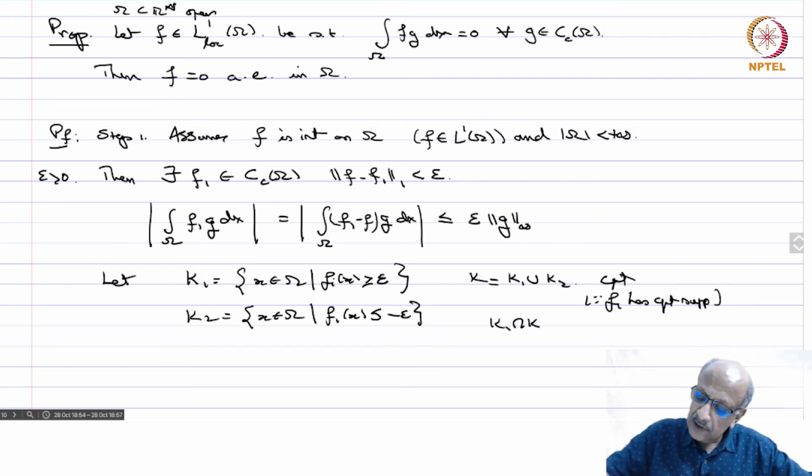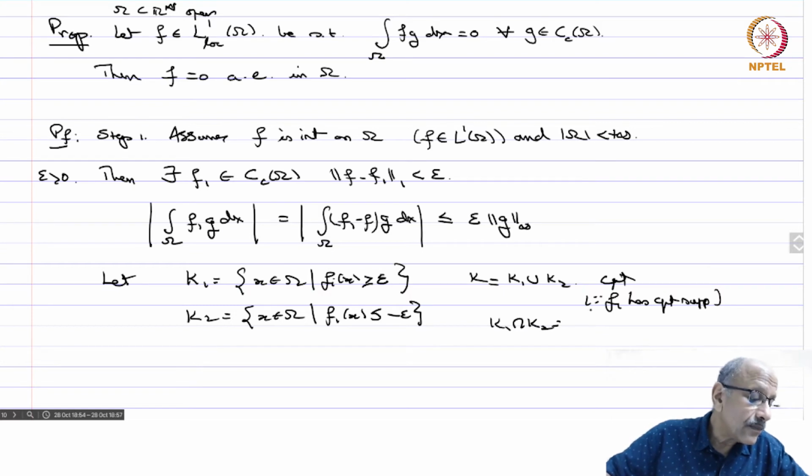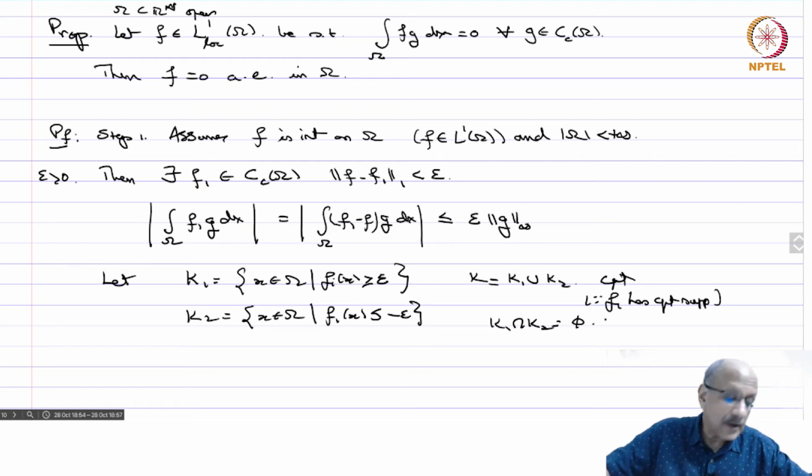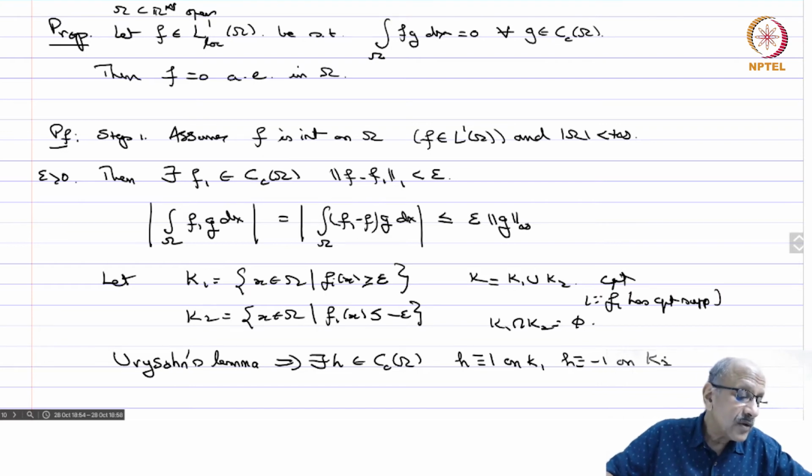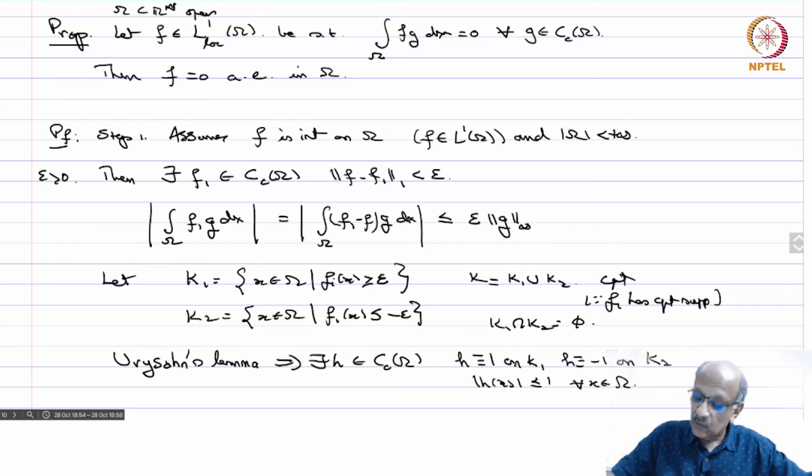And then k1 intersection k2 is empty. So we have two disjoint closed sets, and therefore we can use Urysohn's lemma from topology. It implies there exists an h in Cc of omega such that h is identically 1 on k1 and minus 1 on k2, and also such that the modulus of h(x) is less than or equal to 1 for all x in omega. In fact, it can be taken between minus 1 and 1. That is exactly what we are saying.